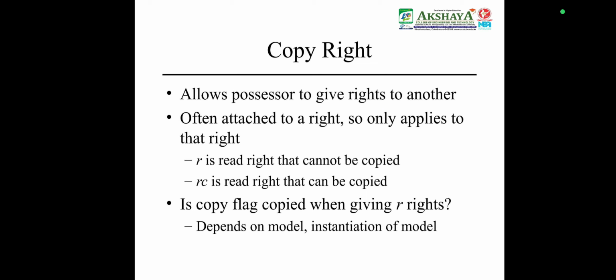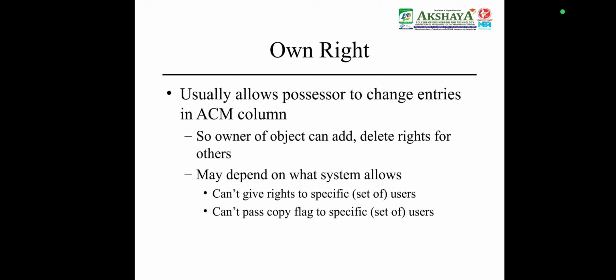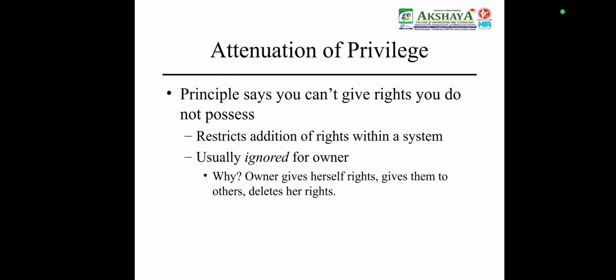Own right usually allows the possessor to change entries in the ACM column. So the owner of an object can add or delete rights of others, though it may depend on what the system allows. It can give rights to a specific set of users, but can't pass the copy flag to a specific set of users. Attenuation of privileges. The principle says you cannot give rights you do not possess. It restricts the addition of rights within a system, usually ignored for the owner. Why? The owner gives herself rights, gives them to others, then deletes her rights.